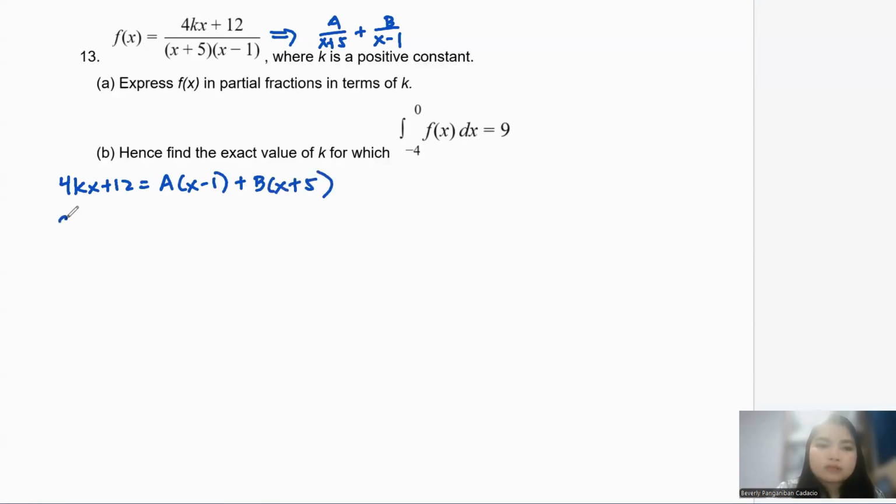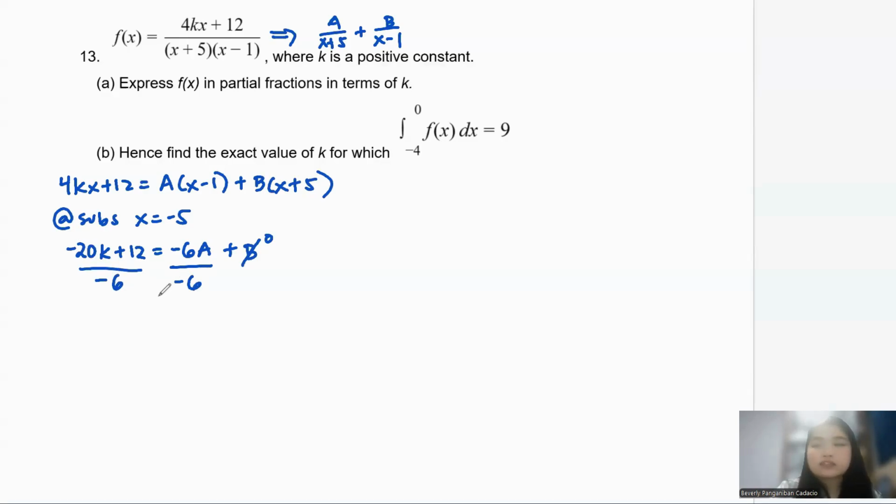Okay, I'm going to do substitution. I'm going to substitute x equals negative 5 there. So I'm going to have negative 20k plus 12 there. And then the other one will be a times negative 5 minus 1, so we have negative 6a here. And your b is actually going to be just 0. And we can divide both sides by negative 6.